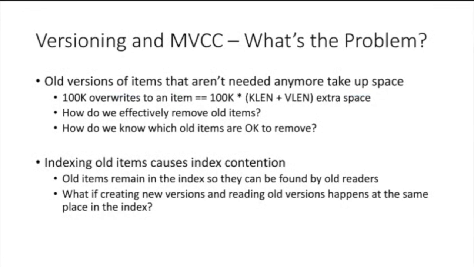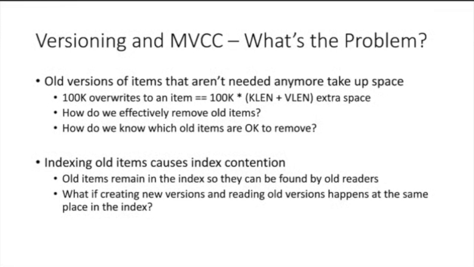So it seems pretty straightforward, but there are a few problems. So the first is that when we're creating new versions of stuff in the store the whole time, these old versions are going to take up space. So for example, if we overwrite 100,000 items and we don't have any sort of mechanism for deleting old stuff, we're going to have 100,000 key length, value length, extra space just for those updates. And the issue is, first of all, how do we find them, and how do we remove them? And how do we know if it's okay to remove them? Maybe they can be seen by a snapshot or a reader or something like that.